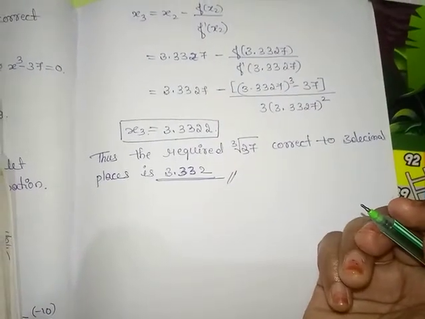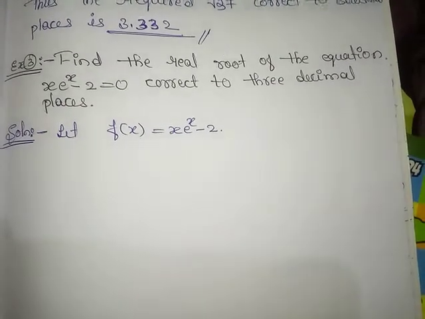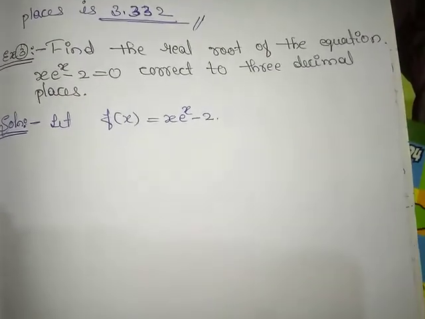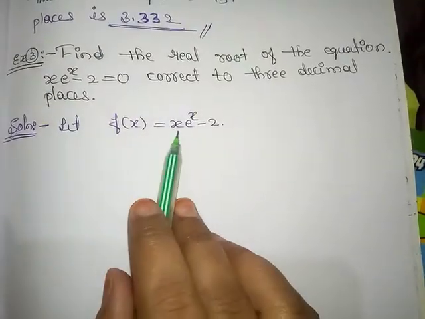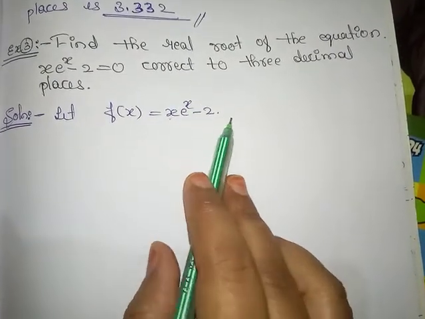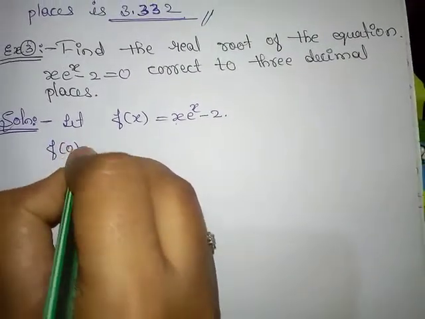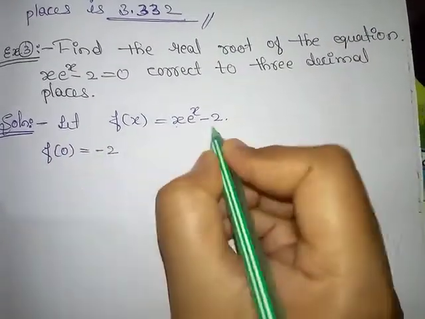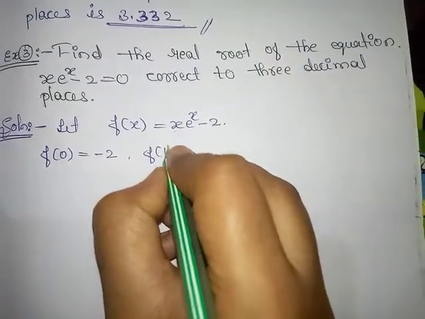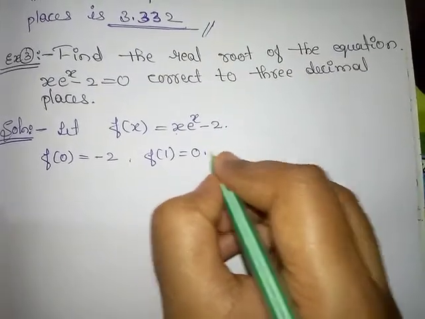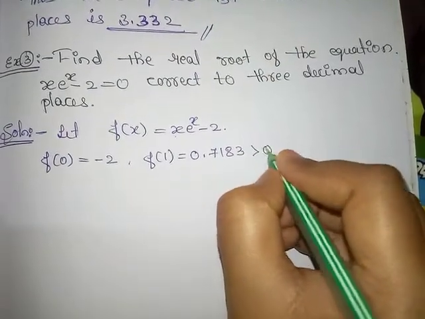Next example, third example: find the real root of the equation x into e raised to x minus 2 is equal to 0 correct to 3 decimal places. Solution, given f of x is equal to x into e raised to x minus 2. Now we have to find the real roots. For that, f of 0 is equal to minus 2. Anything raised to 0 into something is 0, so minus 2. Then f of 1 is equal to 0.7183, which is greater than 0.